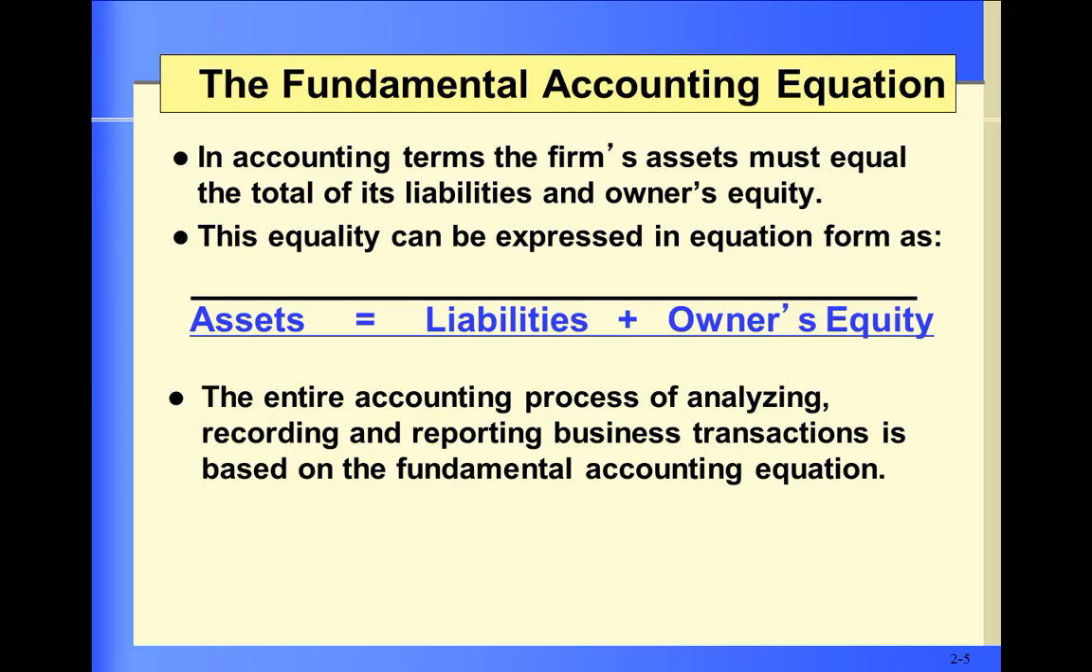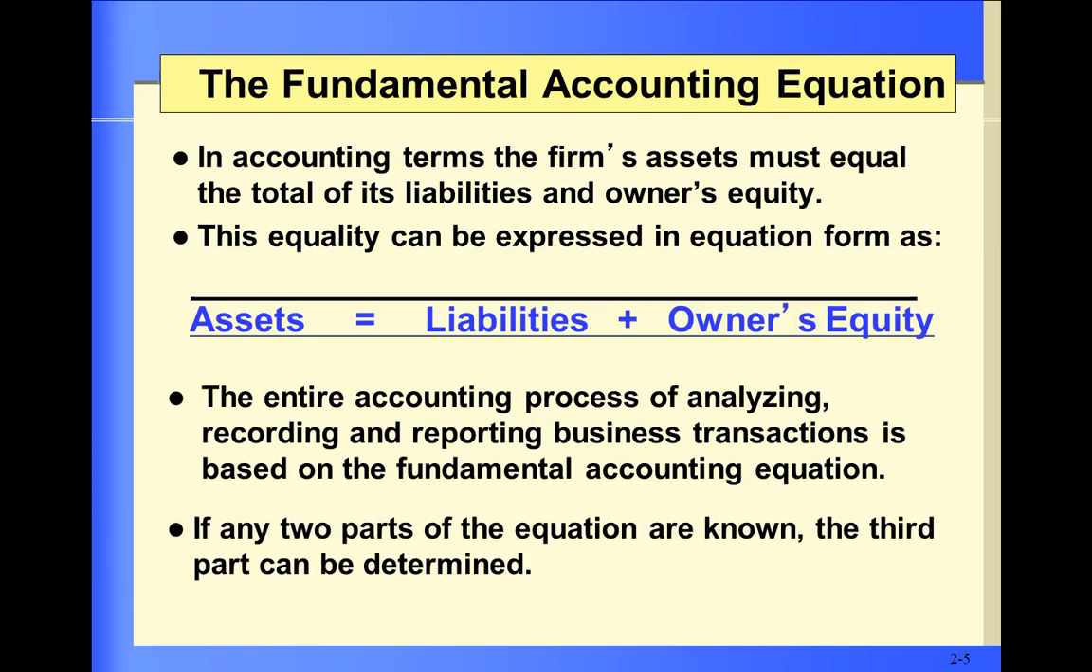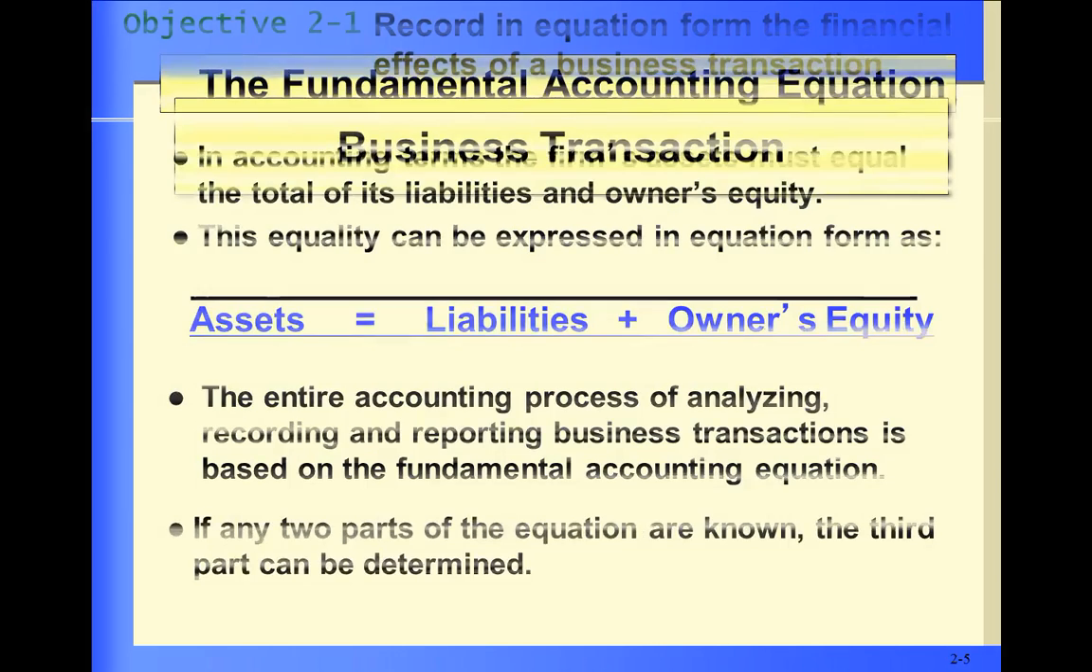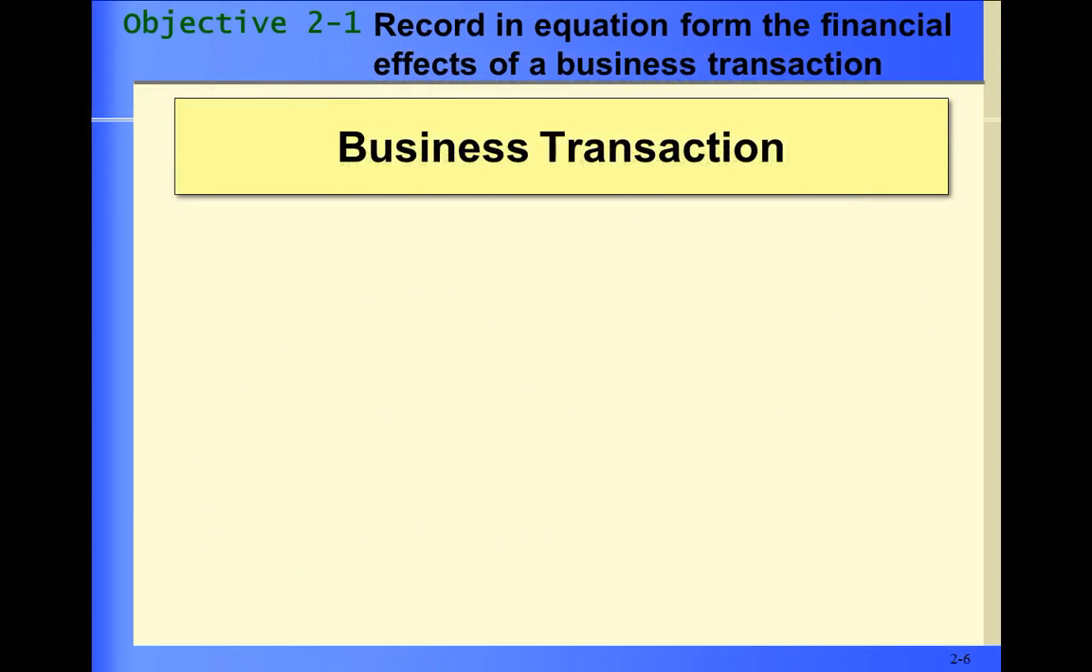In Chapter 3, we'll go into more about how this works and why it's structured the way that it is. But for right now, we just want you to be able to identify which accounts are asset accounts, which are liability accounts, and which are owner's equity accounts. Because this is set up like an equation, if we know two of the parts, then we can easily determine the third part. So let's look at this from the transaction level.